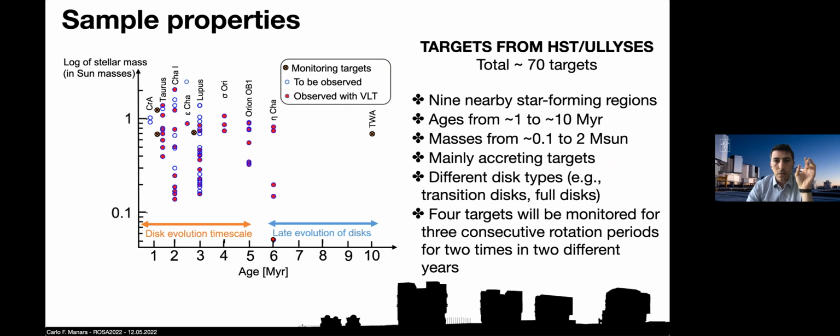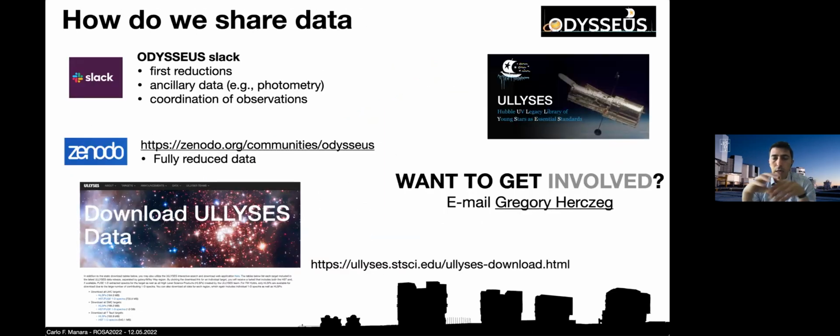I wanted to spend two minutes saying how we share the data among ourselves. The data taken from HST are usually quickly processed in the team and shared on a Slack channel that we have. On the same Slack channel, we have ancillary data, for example photometry from ground-based telescopes and from TESS, that is shared with everyone. Everyone in the team can use it. On Slack, we also started to coordinate observations. So let's say the Very Large Telescope was unavailable for a short time during COVID. Then other people jumped in to take spectra at the same time.